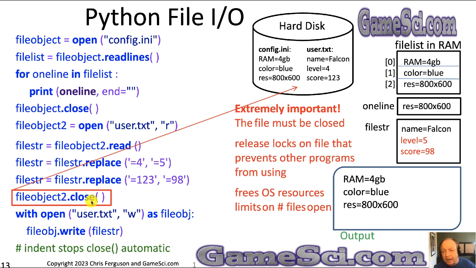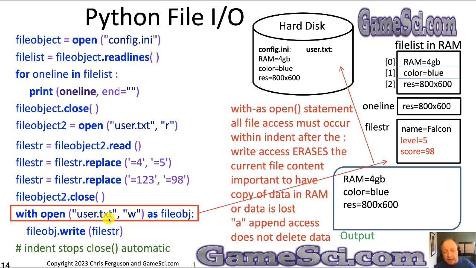file_object_2.close(). Let's close the file that we just read into RAM memory. This is extremely important. The file must be closed. This releases locks on the file that prevent other programs from using that file. It also frees operating system resources. There's always a limit on the number of files a program can have open. At this point, we have opened the file, we've read it into RAM memory and changed the data, and now we've closed the file because we're about to update it.